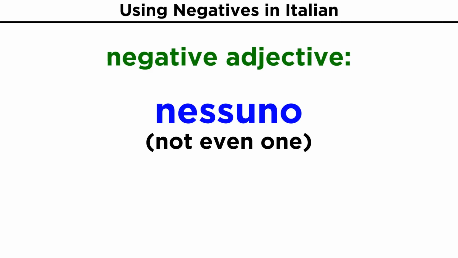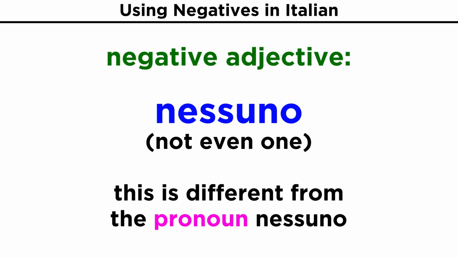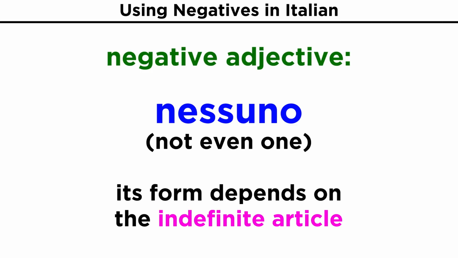Let's mention one last thing. Italian has a negative adjective, and it's nessuno, which is different from the pronoun nessuno. This word literally means not even one, and it has different forms which follow the indefinite article. But there are no plurals, because the indefinite article doesn't have any plurals. So let's see this put to use.